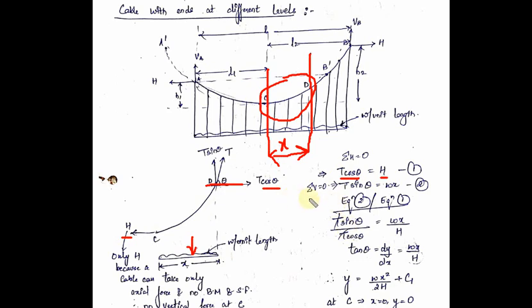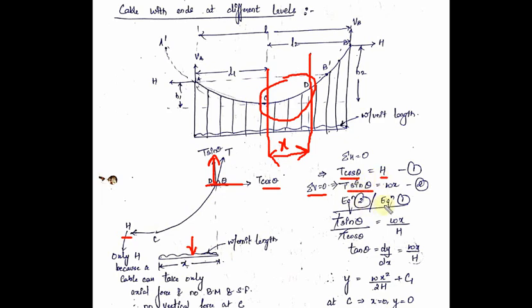Now we will apply summation of all the vertical forces equal to 0. So total upward force is equal to total downward force. In this diagram, the total upward force is T sin theta. This equals the total downward force, which is the UDL acting in the downward direction. The UDL can be converted into a point load by multiplying it with the length of the UDL. Therefore, T sin theta will be equal to W into X.